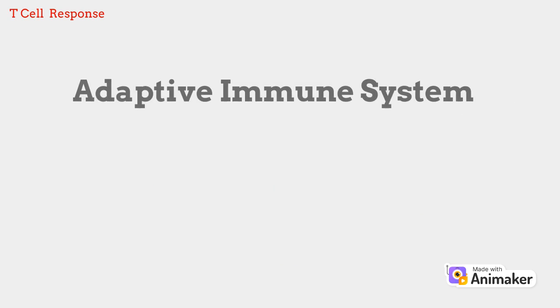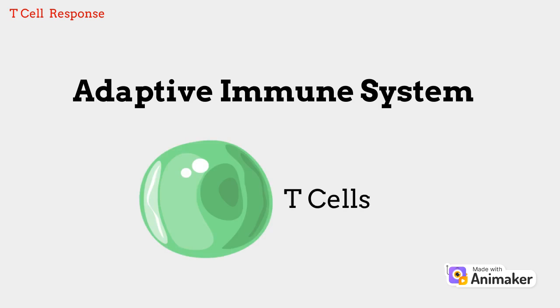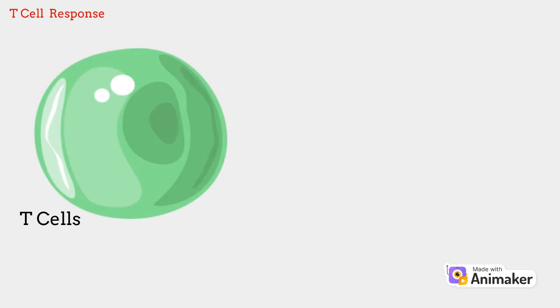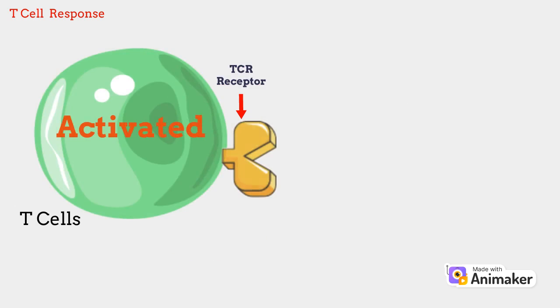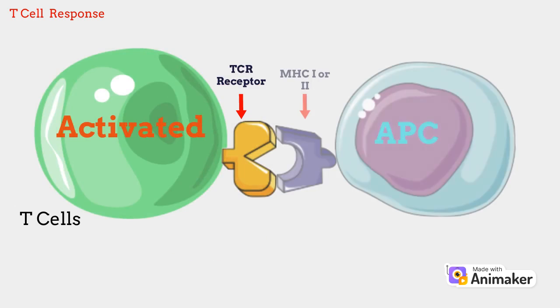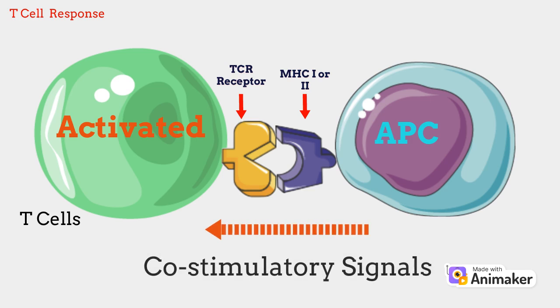Now that we've discussed some of the major innate cells, let's discuss the adaptive immune system cells, starting with T cells. The naive T cells are activated as a result of TCR recognition of an MHC class 1 or 2 peptide and a concurrent co-stimulatory signal sent by the same APC, primarily activated dendritic cells and macrophages.